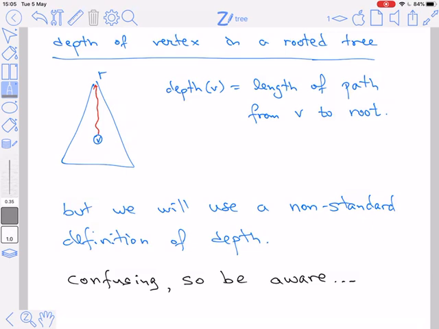Okay, now I want to define the depth of a vertex in a rooted tree. The depth of a vertex in a rooted tree is simply the length of the path from V to the root. Okay? Unfortunately, in this talk, I will use a non-standard definition of depth. This is somewhat confusing, so please be aware. What you see here in this slide is the standard definition of depth.